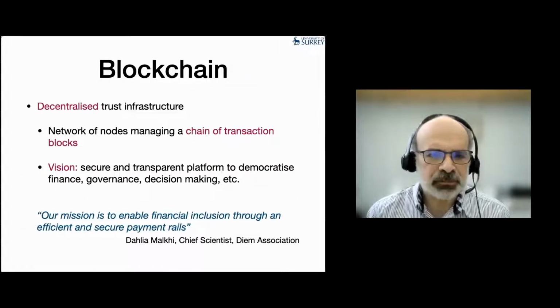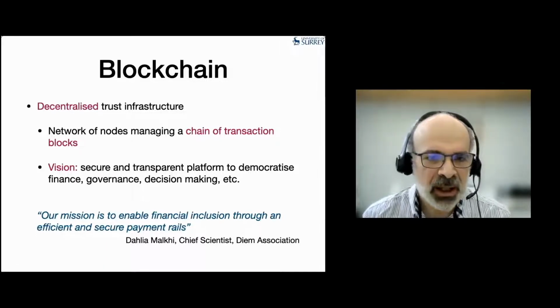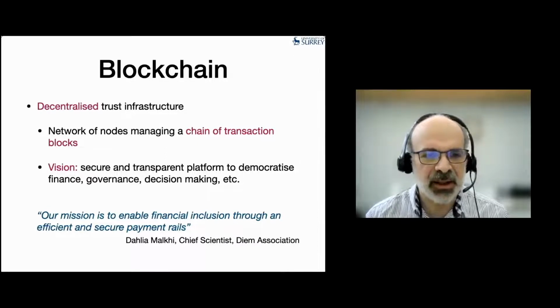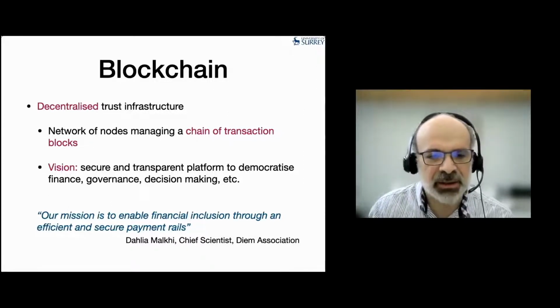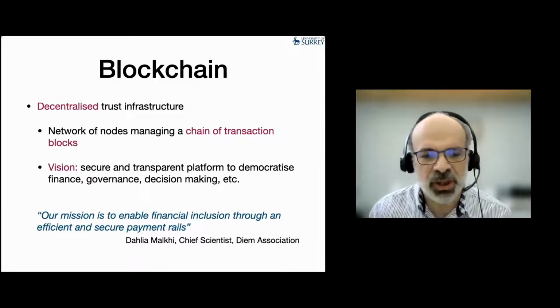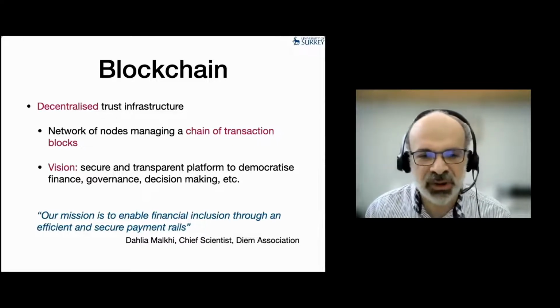Okay, so what is a blockchain? The blockchain is basically this magic that enables the abstraction of a distributed ledger, and it is in essence a decentralized trust infrastructure. It is enabled by a network of nodes managing a chain of transaction blocks. So this is why we call it a blockchain. And the vision behind this decentralization is kind of an extreme libertarian democratization of finance, governance, decision-making, and many other things.